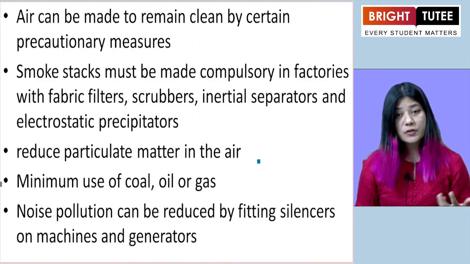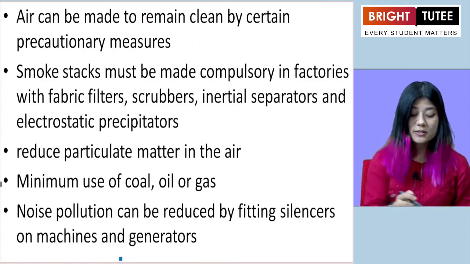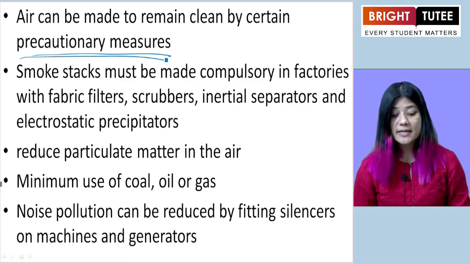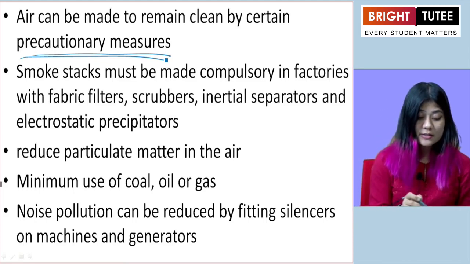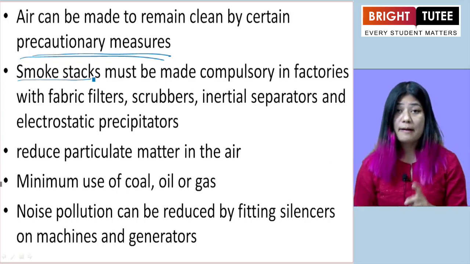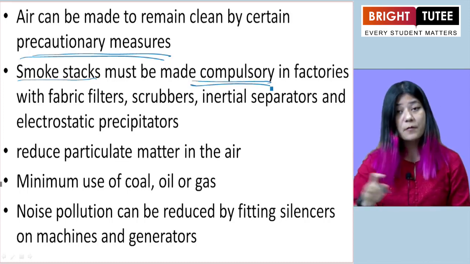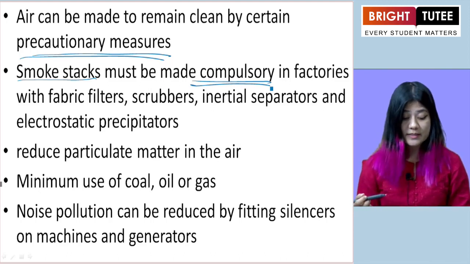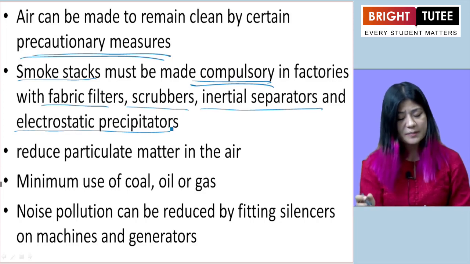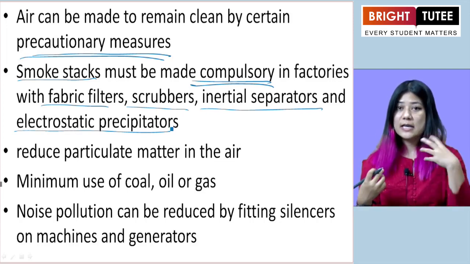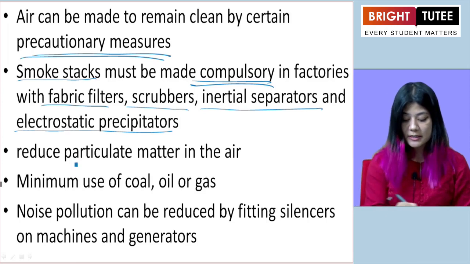Now, the other ways in which we can reduce pollution is by making sure that certain precautionary measures are taken. Some precautionary measures are taken to make sure the air is clean. How can we do that? By making sure that smokestacks are installed by the manufacturing industries. That should be made compulsory. Everyone should install smokestacks, okay, in fabrics. And these consist of fabric filters, scrubbers, inertial separators, and electrostatic precipitators, so that the smoke that comes out of the industries gets filtered and does not pollute the air. This also helps reduce the particulate matter in the air.